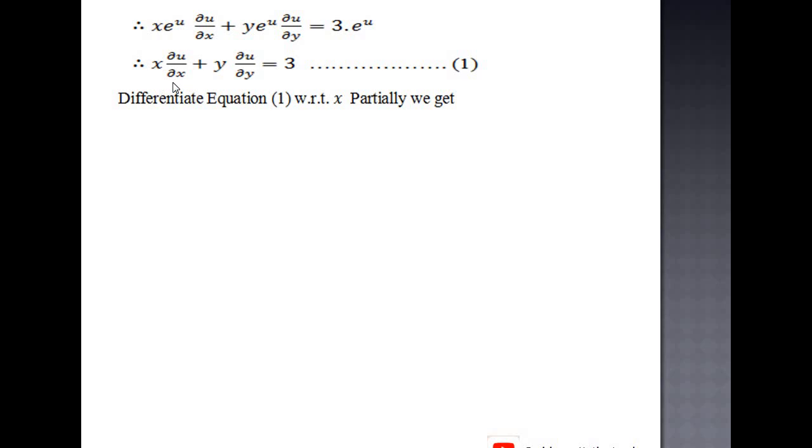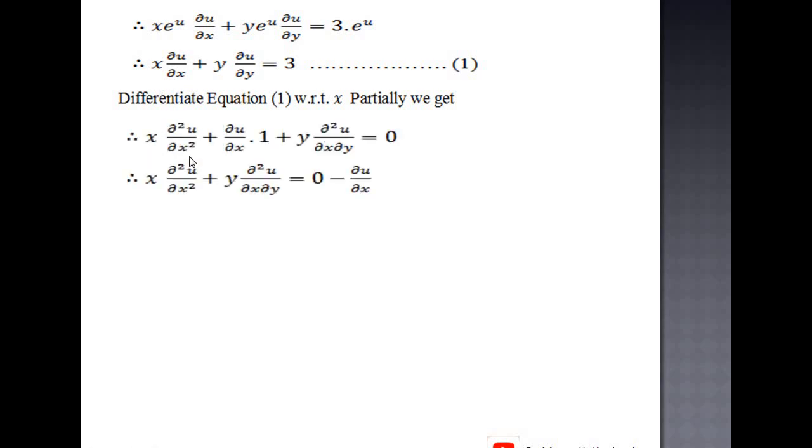To find the derivative of the first term, apply the product rule. We get x into ∂²u/∂x² plus ∂u/∂x into 1. In the second term, y is constant, so the derivative of ∂u/∂y is ∂²u/∂y∂x, multiplied by y, equal to... in the right hand side, the derivative of the constant term is 0.